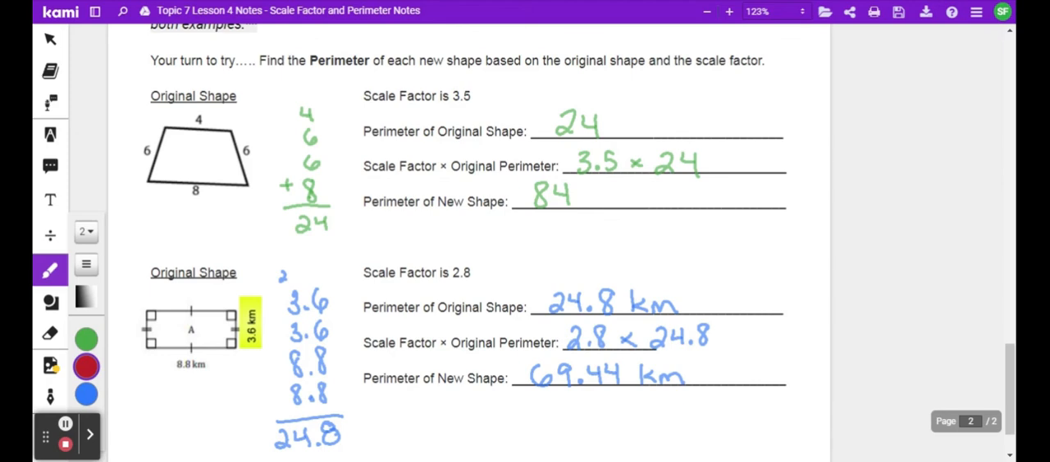Same thing for example number 2. The scale factor was 2.8. I added up the 4 sides of the rectangle to get the perimeter of 24.8, and then I multiplied that original perimeter by the scale factor to figure out the perimeter of the new shape.